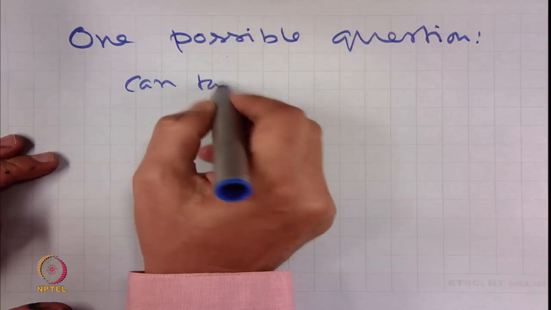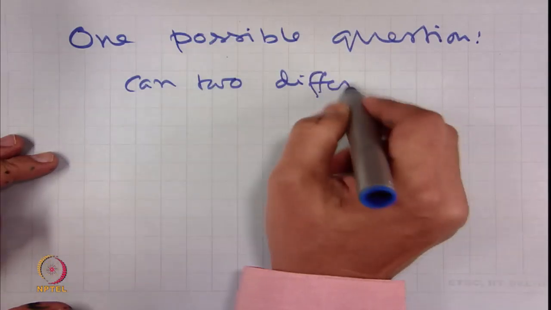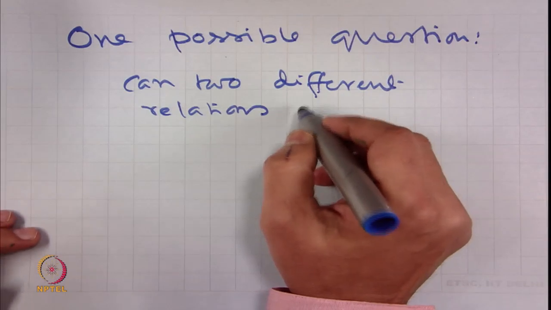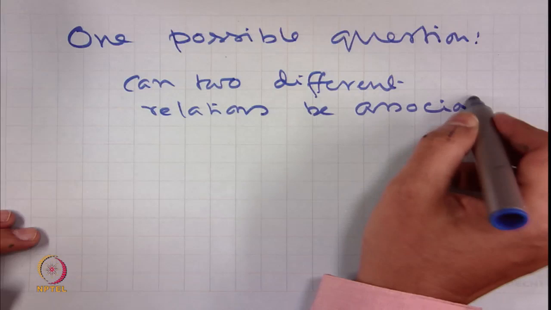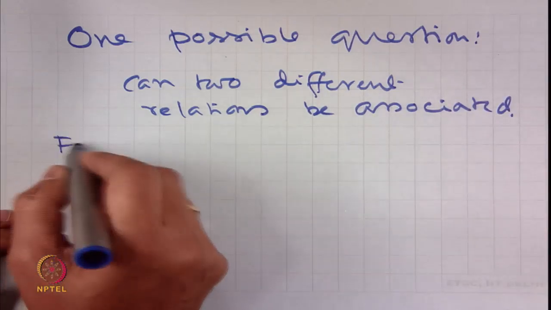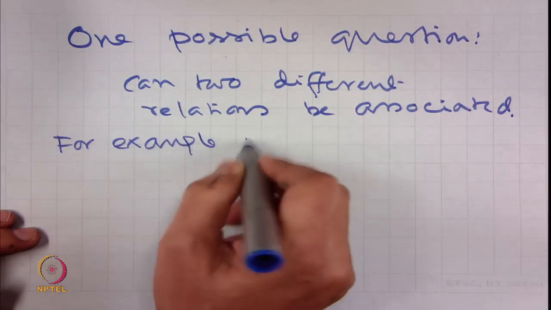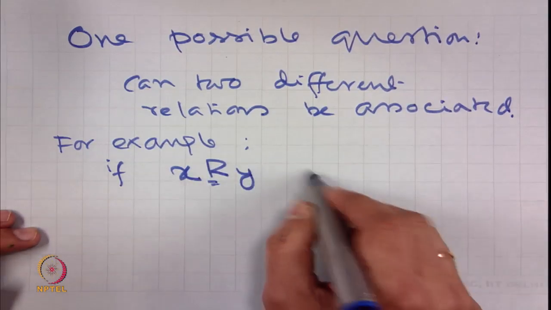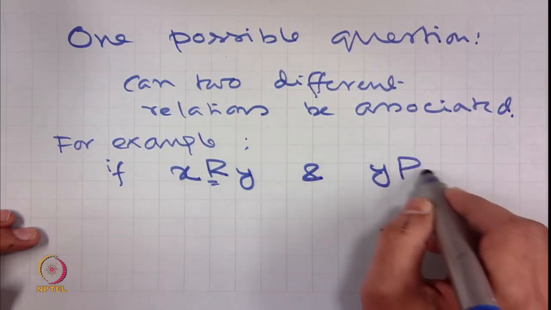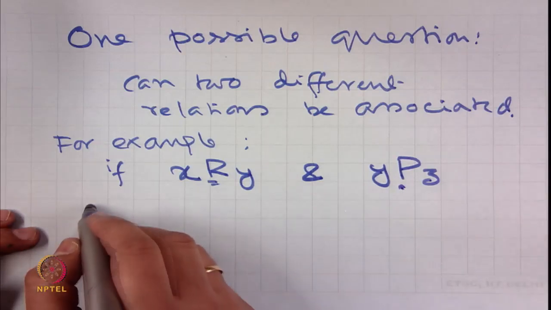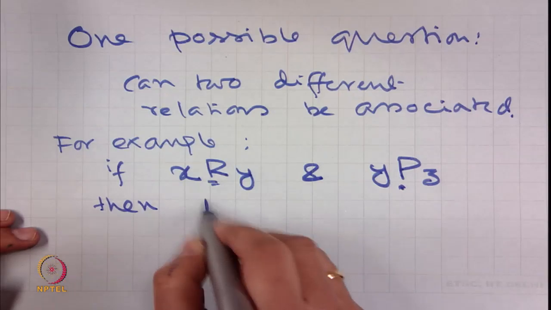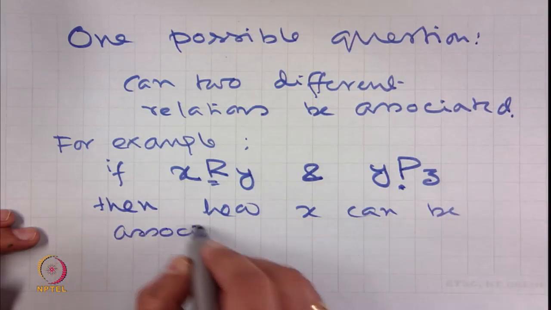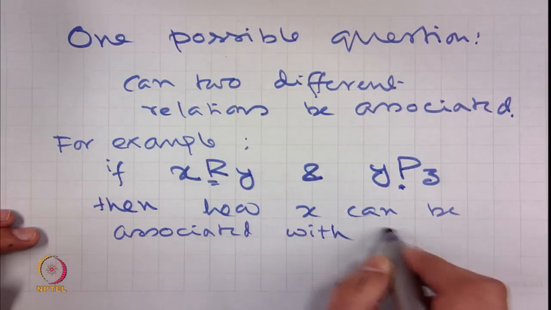can two different relations be associated? For example, if x is related to y through a relation R and y is related to z through a relation P, then how x can be associated with z?